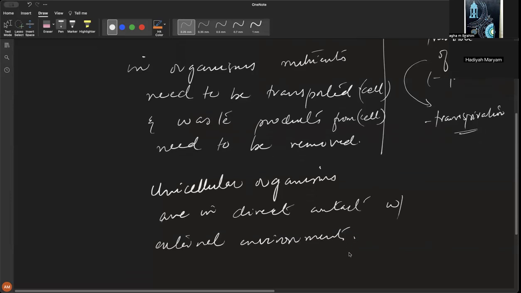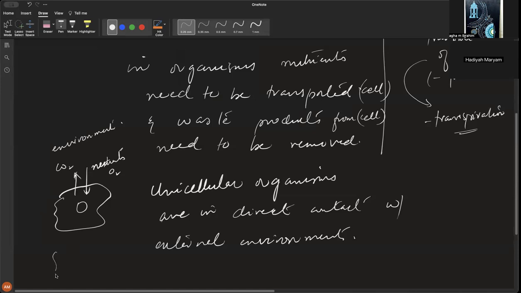right? Let's say this is an amoeba, a unicellular organism. It can directly exchange material. It can directly get nutrients, oxygen, and whatever food it needs from the external environment, and remove carbon dioxide and nitrogenous waste directly outside, right?